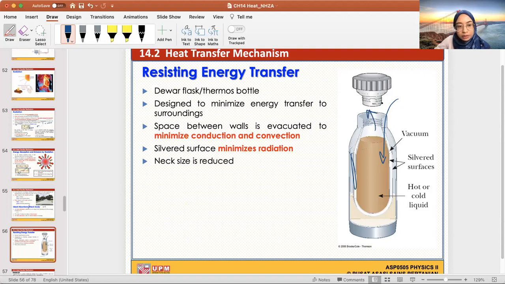So when our neck is reduced, can anyone tell me why our thermal flask's neck is made smaller? Does anyone know? Does anyone know why? Why is it smaller? Cuba fikir balik using the equation.